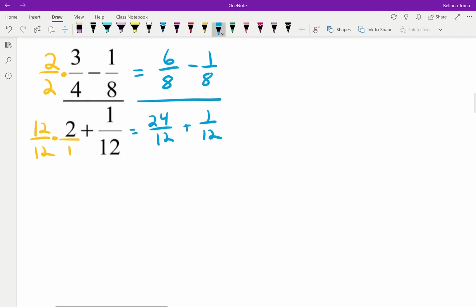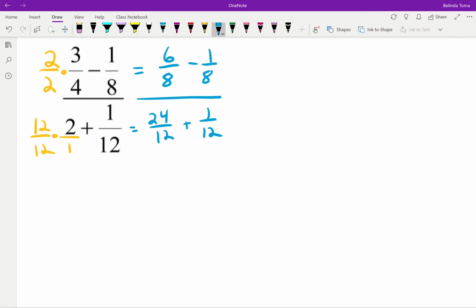We could now add the fractions in the numerator. 6 minus 1 is 5 over the common denominator of 8. And in the denominator of the complex fraction, 24 plus 1 is 25 over the common denominator of 12. So as a reminder, the fraction bar can be thought of as a division symbol. So we can rewrite this complex fraction as 5/8, instead of the fraction bar, divided by 25 over 12.